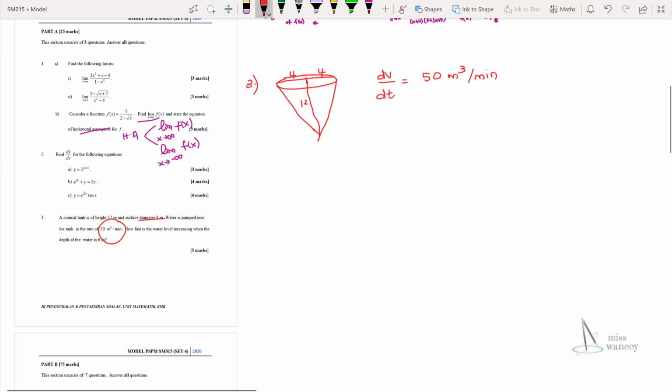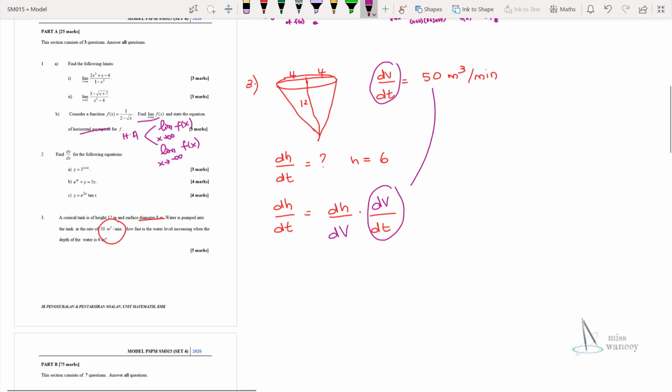Okay, so how fast is the water level increasing when? Okay, so we got h over there. So what is the value of dh over dt when the h is equal to 6? Okay, so dh over dt, so if we do a chain rule for them, it's supposed to be dh over dV and dV over dt. So dV over dt, we do know the value is 50. So the only thing that we didn't know is dh over dV.